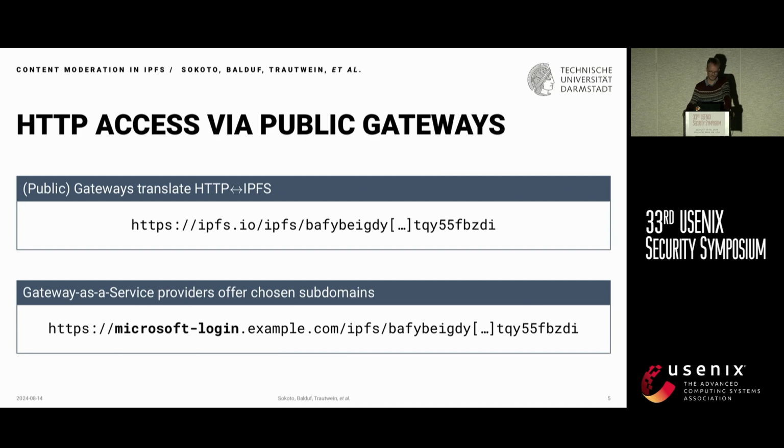However, these gateway-as-a-service providers don't really vet what kind of subdomains you can get, so it's definitely very possible to get benign-looking URLs, which can then ultimately be used, for example, to serve phishing content hosted on IPFS.